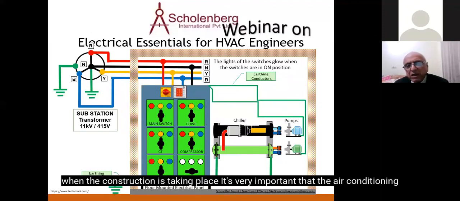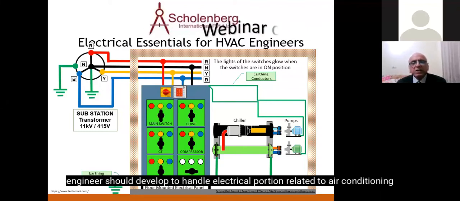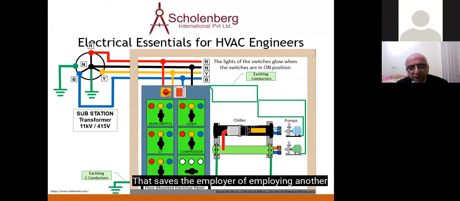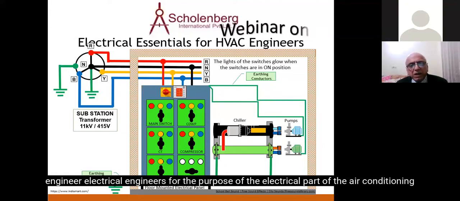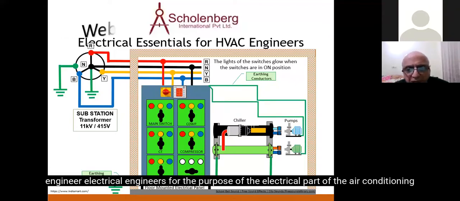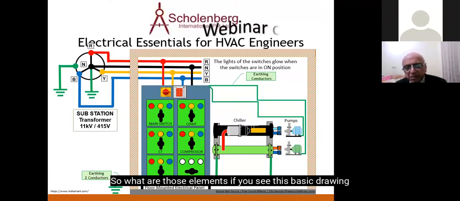At site, when construction is taking place, it's very important that an air conditioning engineer should be able to handle the electrical portion related to air conditioning. That saves the employer from employing another engineer, an electrical engineer, for the electrical part of the air conditioning. So what are those elements?